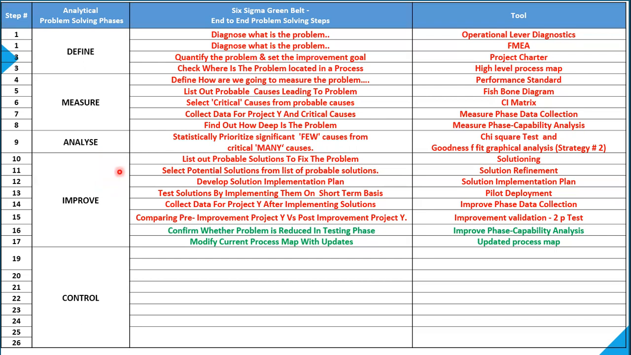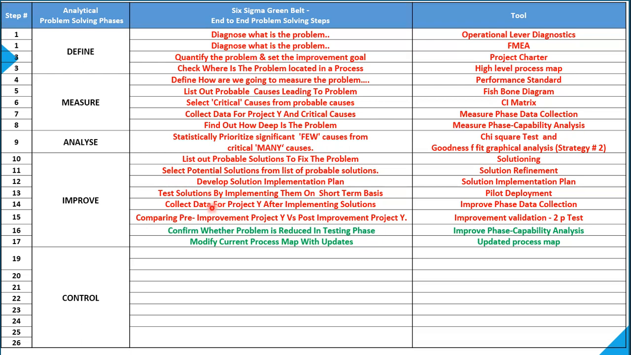We got those causes, and now we need to fix them. That's where in our improve phase we came up with solutioning: probable solutions, then potential solutions, then building a solution implementation planner, and we implemented it on an experimental basis. Once we implemented it, all we needed to do was check whether those solutions really improved the performance of Y or not. We did it through a statistical foundation, and for that we used the two proportion test. This is what we did in the improve phase.